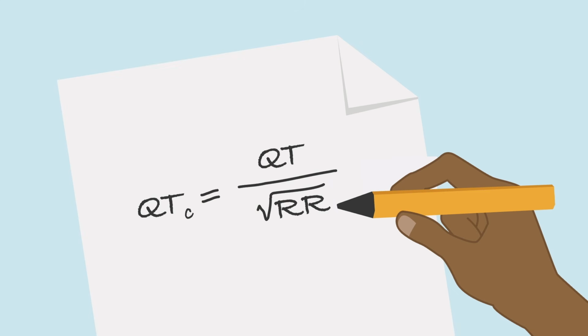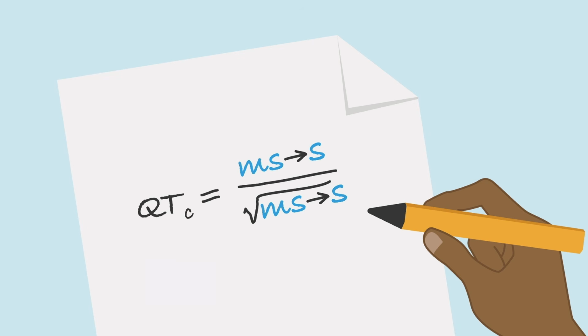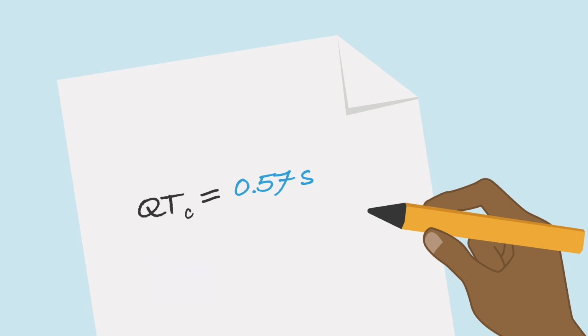If we apply Bazett's formula, we can calculate the corrected QT by dividing the measured QT interval by the square root of the measured RR interval. Let's start by converting the RR interval and the QT interval from milliseconds to seconds. Now using Bazett's formula, divide the QT interval of 0.48 seconds by the square root of the RR interval, 0.7 seconds, which gives us a corrected QT of 0.57 seconds, or 500 milliseconds.